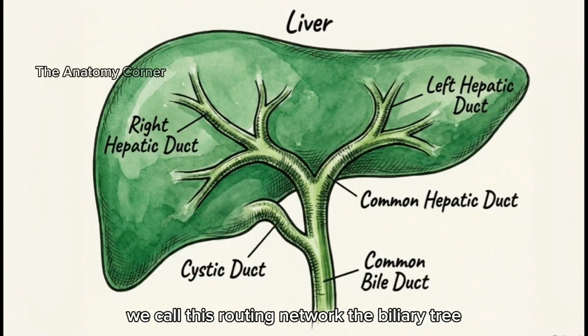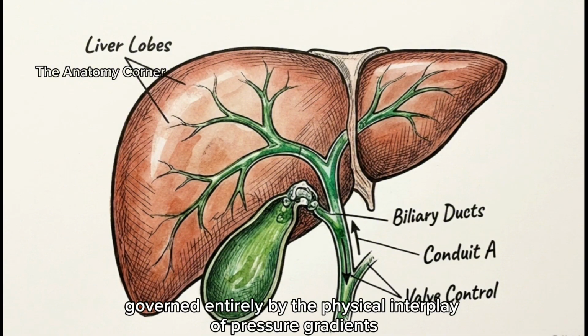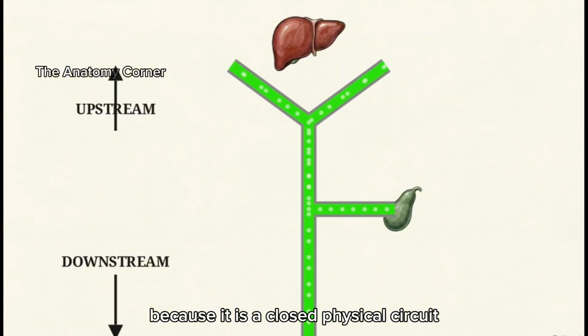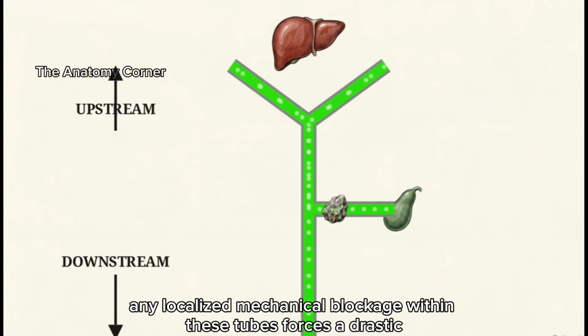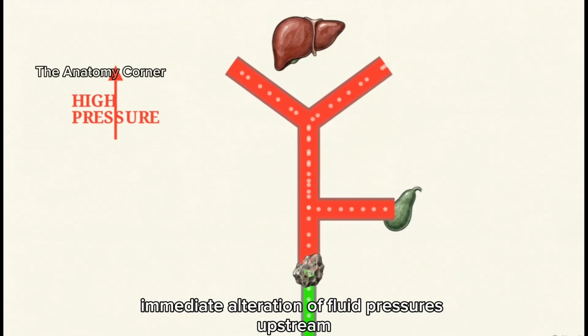We call this routing network the biliary tree. It operates strictly according to the rules of fluid mechanics, governed entirely by the physical interplay of pressure gradients, pipelines, and muscular valves. Because it is a closed physical circuit, any localized mechanical blockage within these tubes forces a drastic, immediate alteration of fluid pressures upstream.